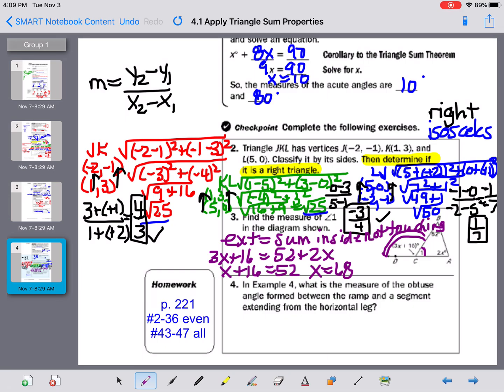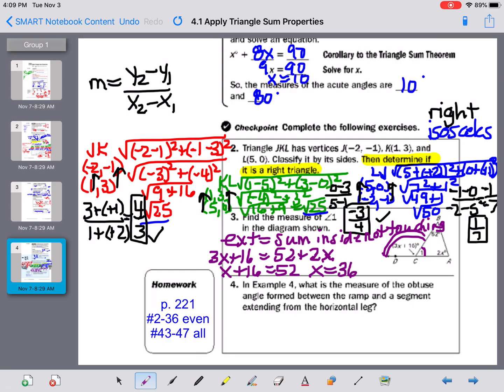Let's try that again. I subtracted 2x and I get x plus 16 equals 52. To get x by itself, let's subtract 16. 52 minus 16 is 36.